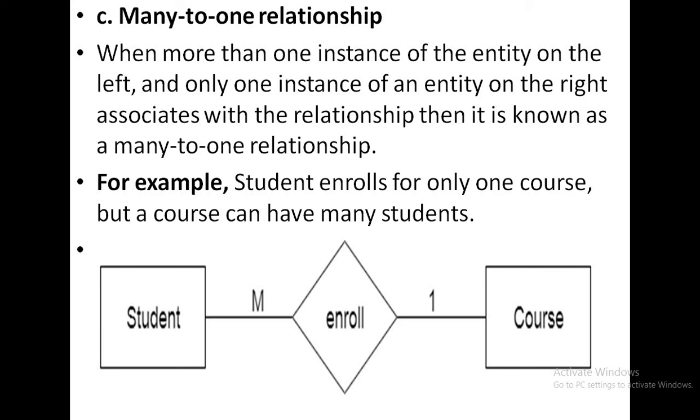The relationship between the student and the course is represented by a diamond shape. What type of relationship is that? Enroll is the relationship. Okay, it means a student enrolls for only one course, and also one course can have many students. That's why it is represented as a many-to-one or M-to-one relationship.